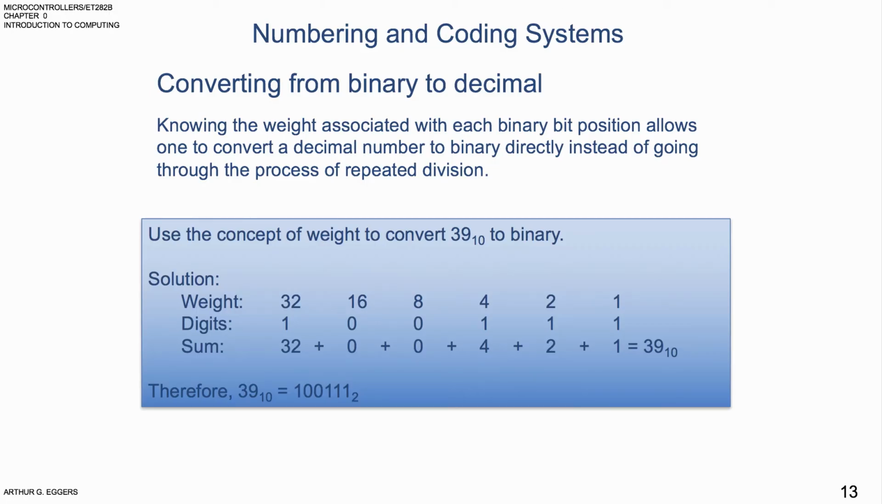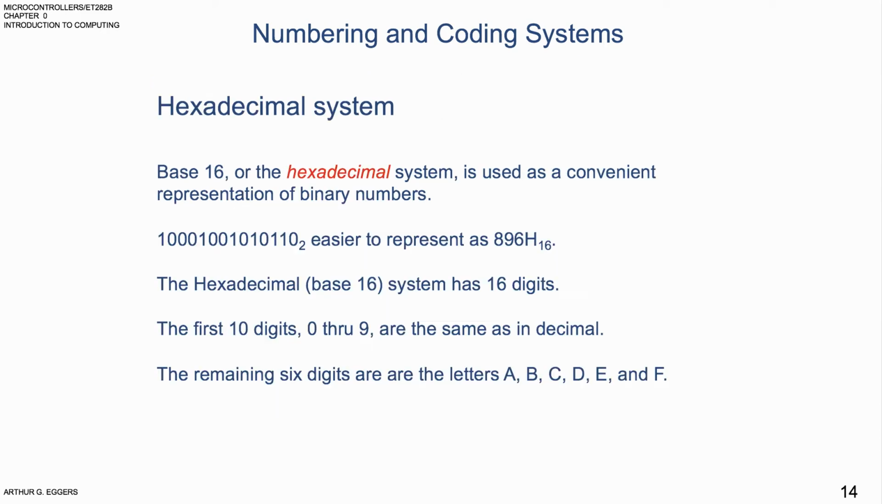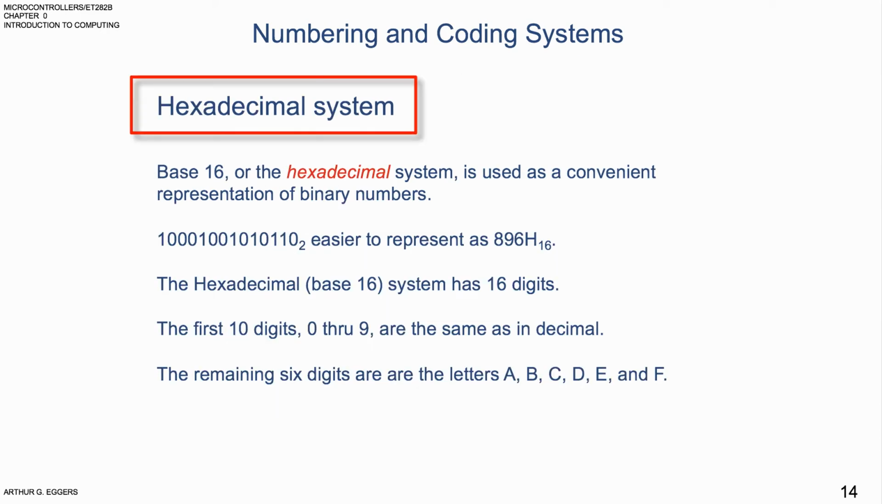Okay, so we've taken a look at doing the conversions from decimal to binary and binary to decimal, and understood that the weight associated with each place or each digit is used in calculating those values. So now what we want to look at is the hexadecimal system, the base 16.